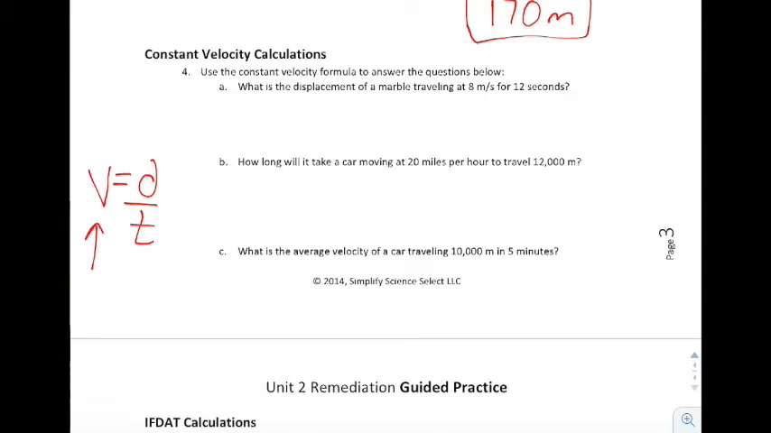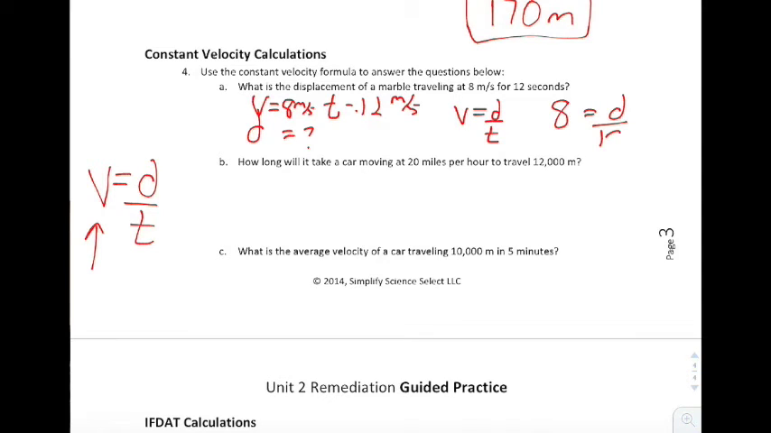So I'm going to do my given. I'd say velocity, distance, time, and my velocity in this case is 8 meters per second. My time in this case is 12 seconds. My distance is what I'm looking for, so I'd use the equation v equals d over t. I would then plug in 8 for velocity. I'd leave d alone because I don't know what that is, and then 12.